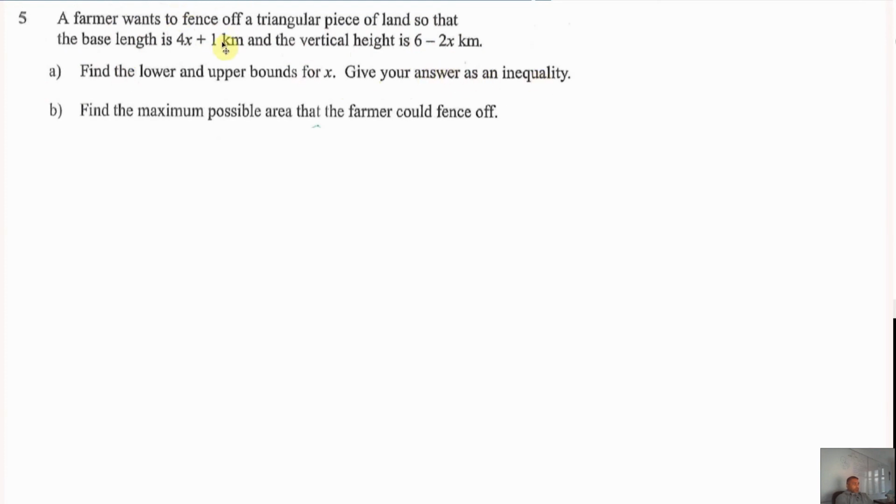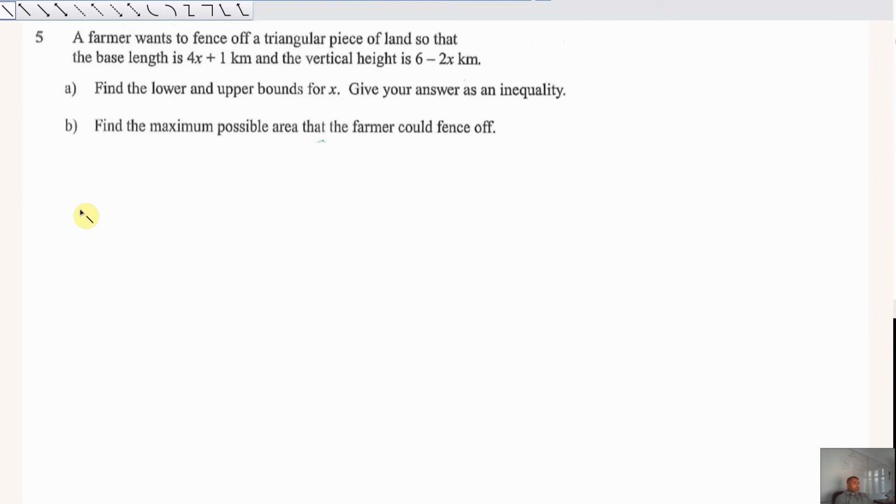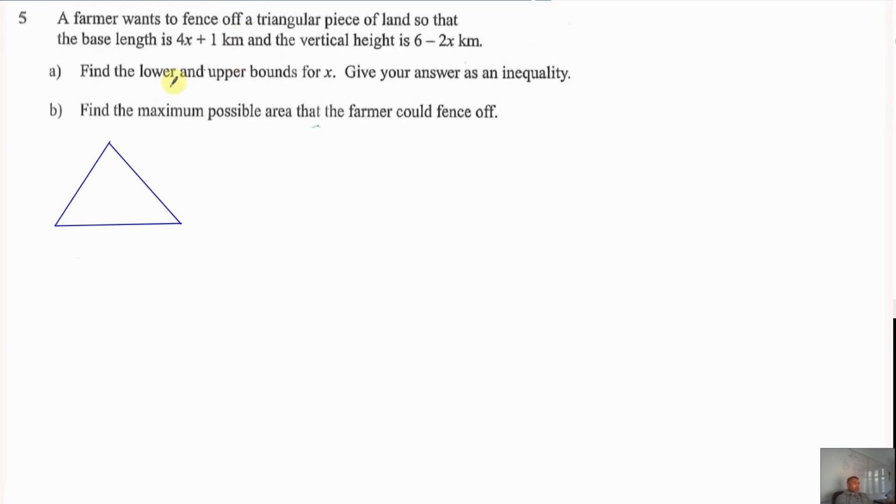Okay, so first of all, if you're not doing this already, you should get into the habit of drawing a little diagram and picturing what's actually happening here. So we've got this triangular piece of land, and what we know about this is the base length is 4x plus 1, and the vertical height is 6 minus 2x. Okay? Now, for part A, it's saying what are the lower and upper bounds? What's the maximum and the minimum that x can be?